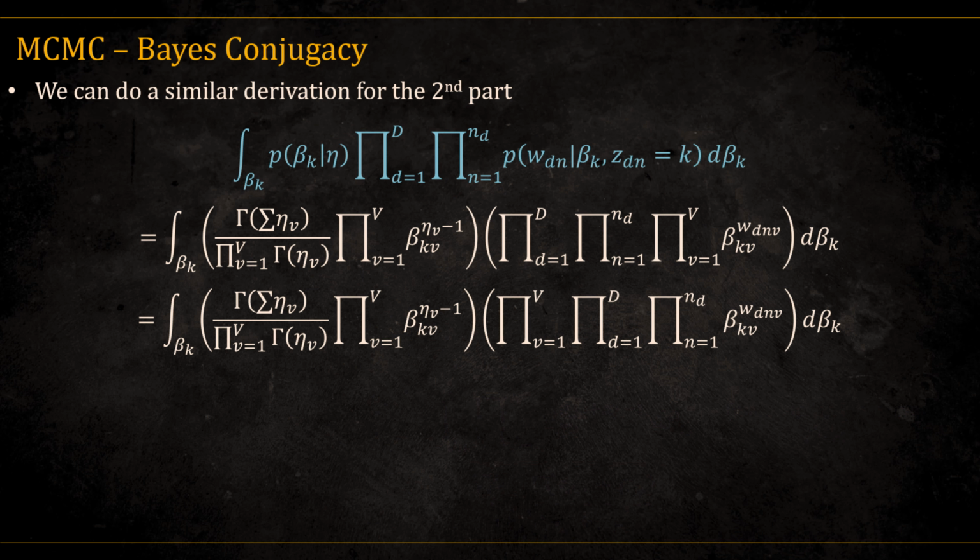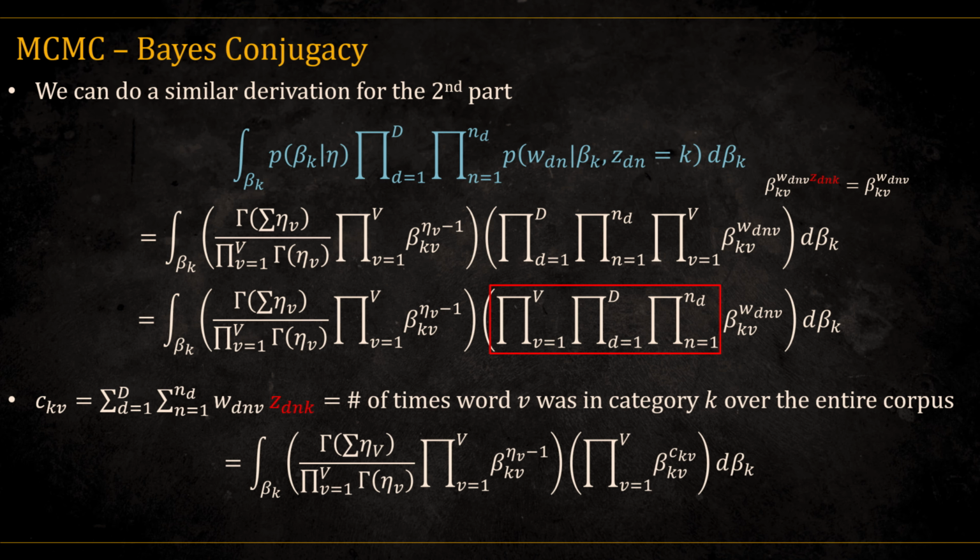We can do a similar thing for the second part. We expand the probability expressions. Note that we don't need the z of d and k in the exponent here, since we already grouped the words such that in this integral will only appear words of topic K. So we know z of d and k is equal to 1 for this specific group. Again, we rearrange the products, and denote by c of kv the sum of the w's over the entire corpus. That is, the number of times word v was in category K in the entire corpus.